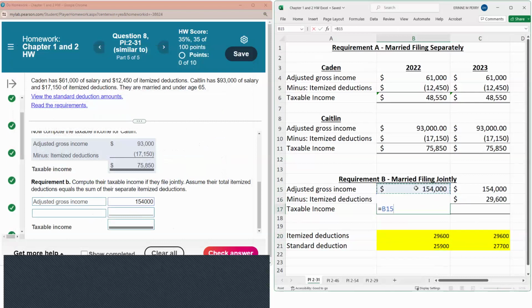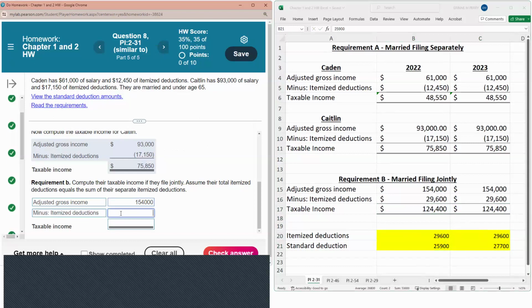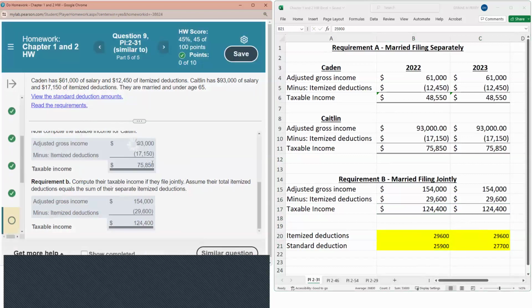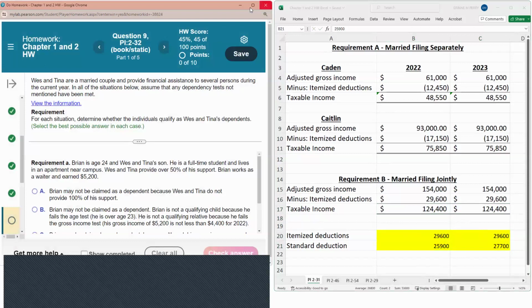So under 2022 rules, it would be the adjusted gross income minus the 29,600. And it would essentially be the same thing under 2023 because the itemized deductions exceed the standard deduction for both years. So we would subtract the itemized deductions of 29,600. So in this case, the taxable income would be 124,400. All right.